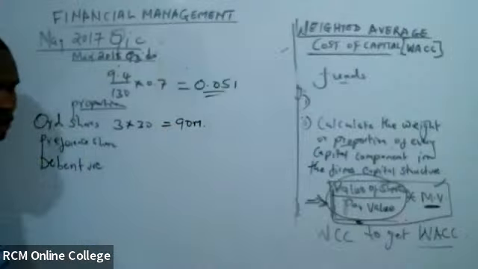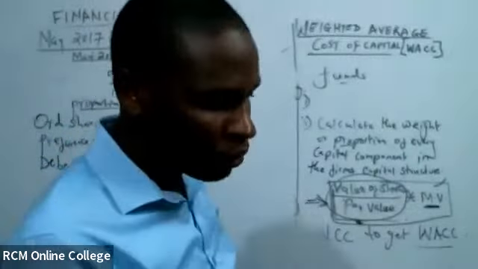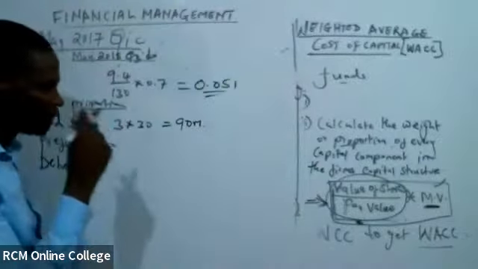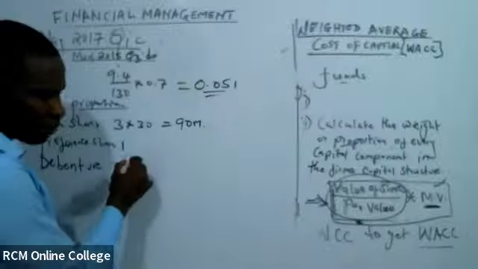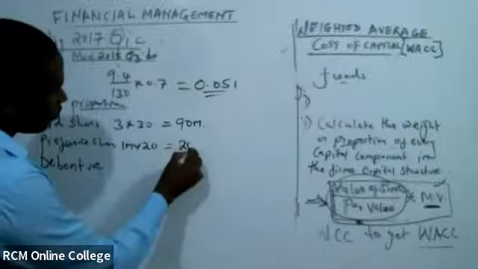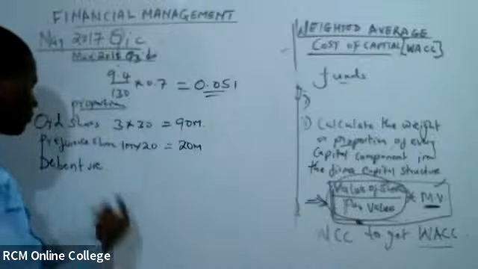Ya pili, preference share. Preference share nayo ni haraka. I know my market value ni mbao. What about the shares? The number of share. Silikuwa million. So ni 1 million times mbao. 1M times 20. So itanipatia mbao. Sindio? Alafu ya mwisho, hii ya debenture.